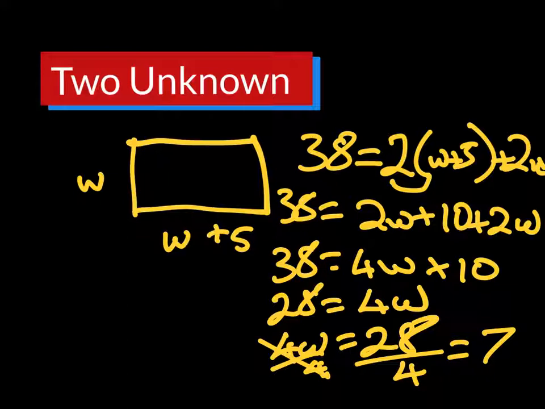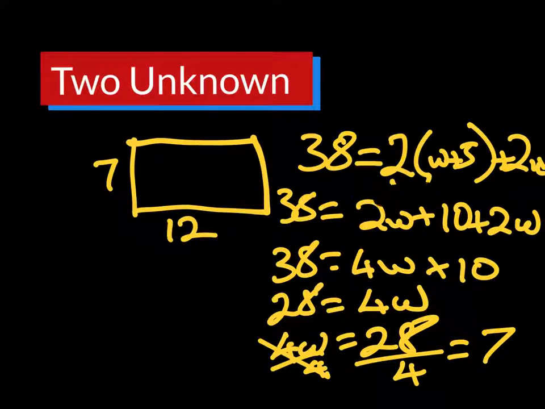So what have we found? Well, we found the value of w, which is the width, and the width is 7. Now we know that the length is equal to w plus 5, and 7 plus 5 is 12. So the length is 12. We have found the dimensions.